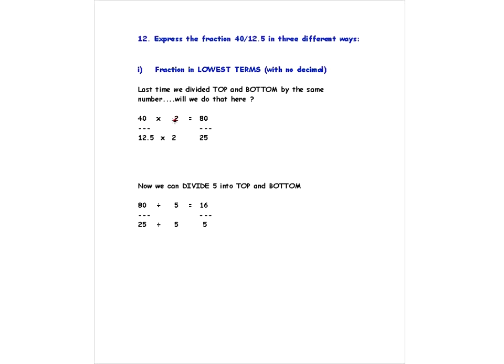Well, what we're going to do is multiply both the 40 and the 12.5 by 2. That gives us 80 over 25. So now we've got a fraction that has no decimal in it.